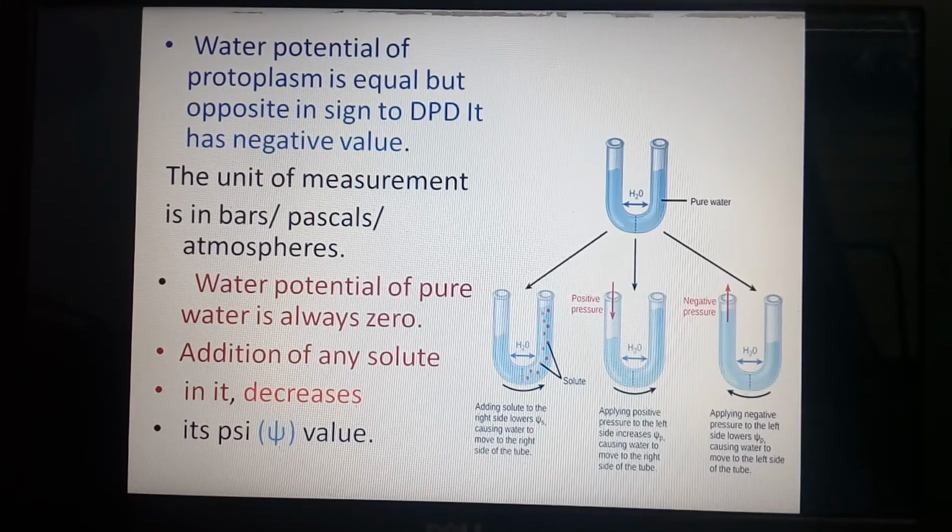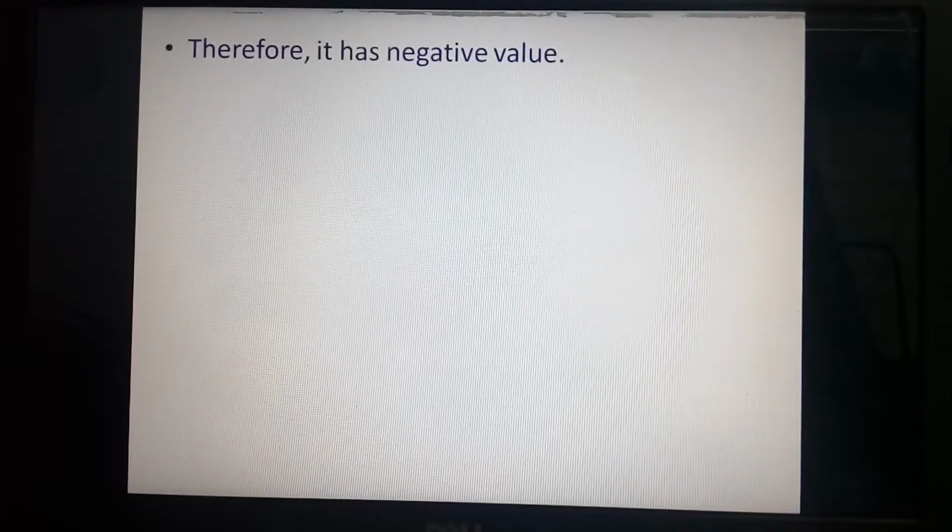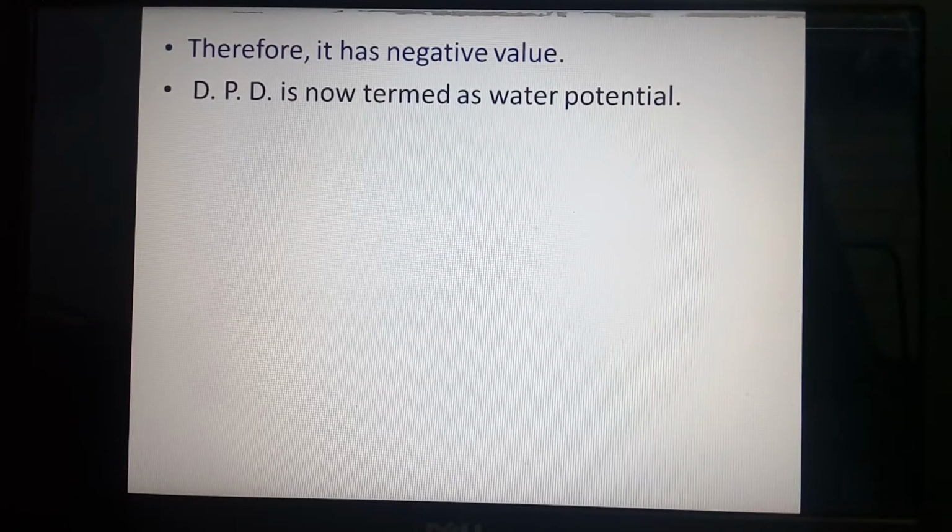So with the help of this simple experiment, one can observe that the water potential of pure water is 0, and the water potential of a solution, when we add the solute, is less than that of pure water. So water potential shows a negative value. DPD, diffusion pressure deficit, is now termed water potential.